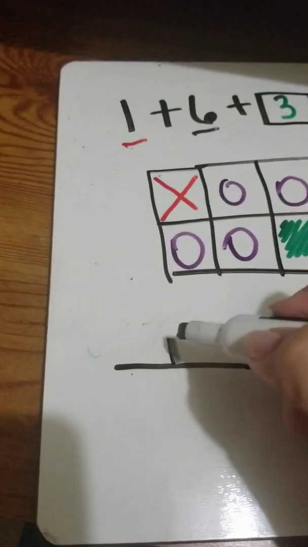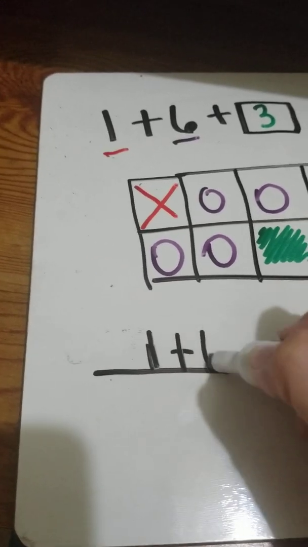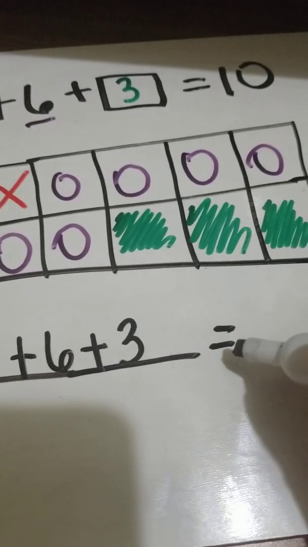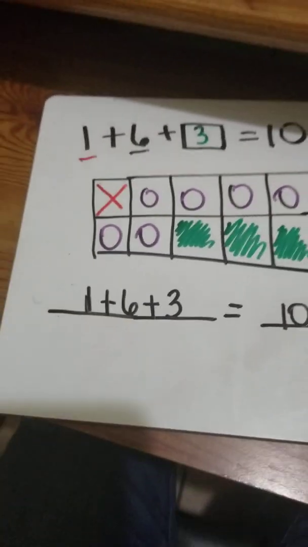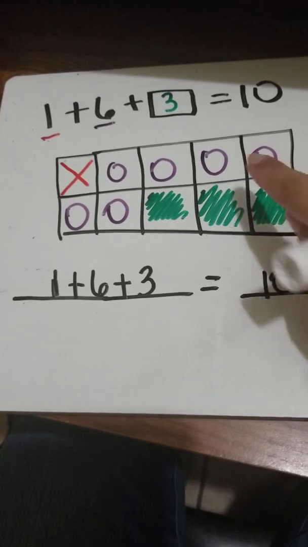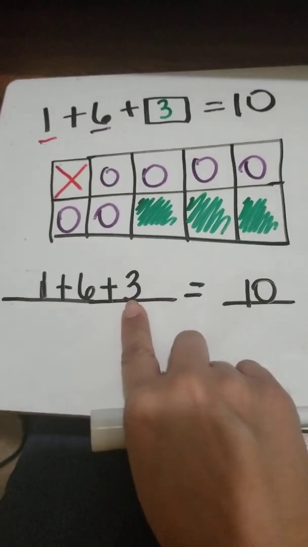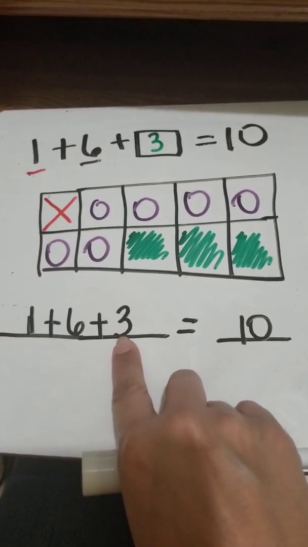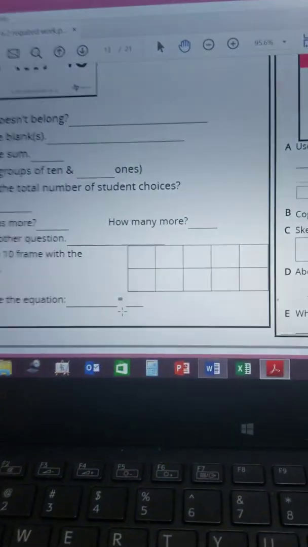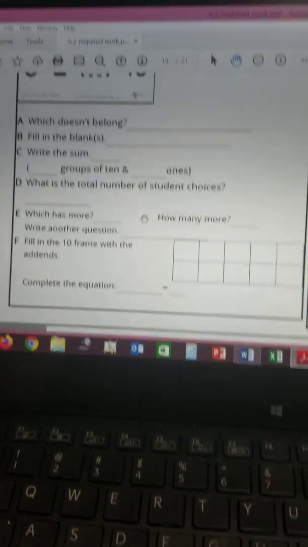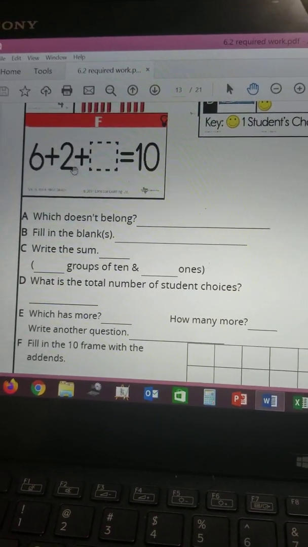And our equation here ends up being 1, oops, my marker's not working, plus 6 plus our missing add-in that we figured out was 3, and then equals 10. So we're just rewriting our equation just like it was on top, except now with our missing add-in included. Okay? So very easy. That is what you're going to do with this one. Fill in the 10 frame with the missing add-in, and this is the problem you're using for that.